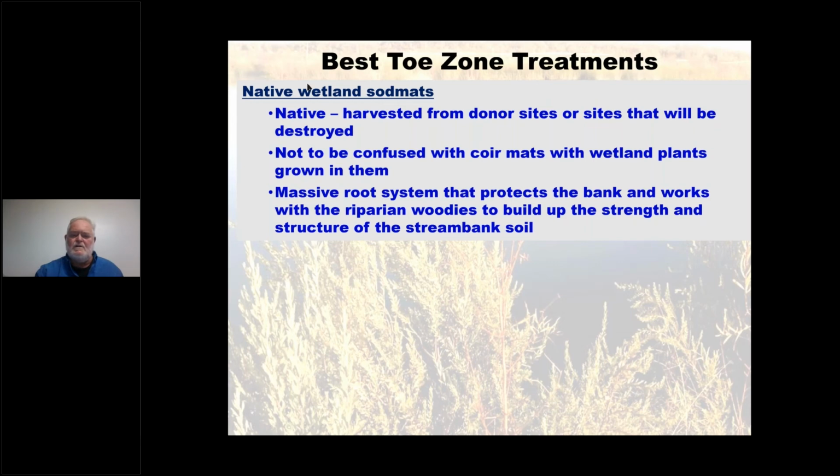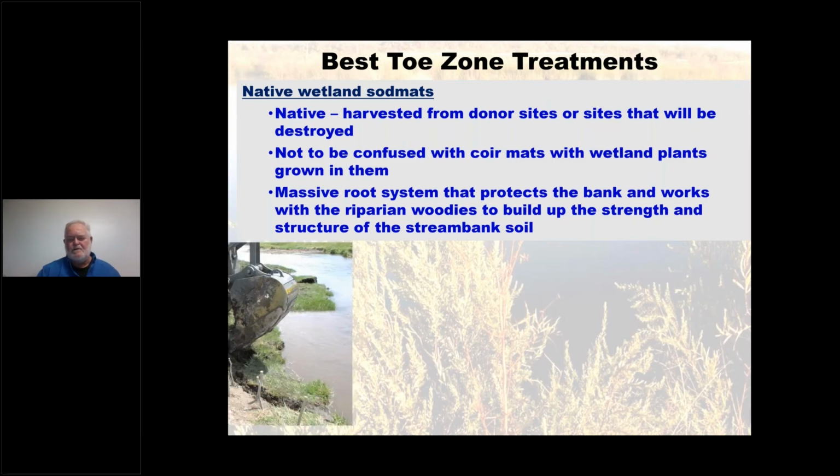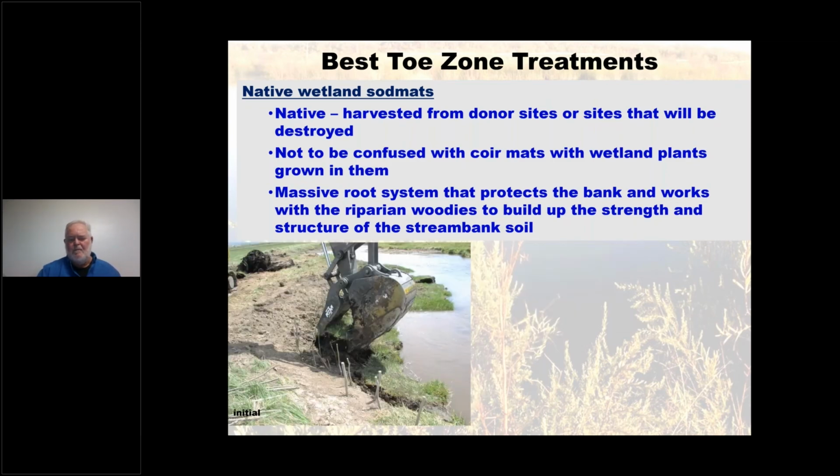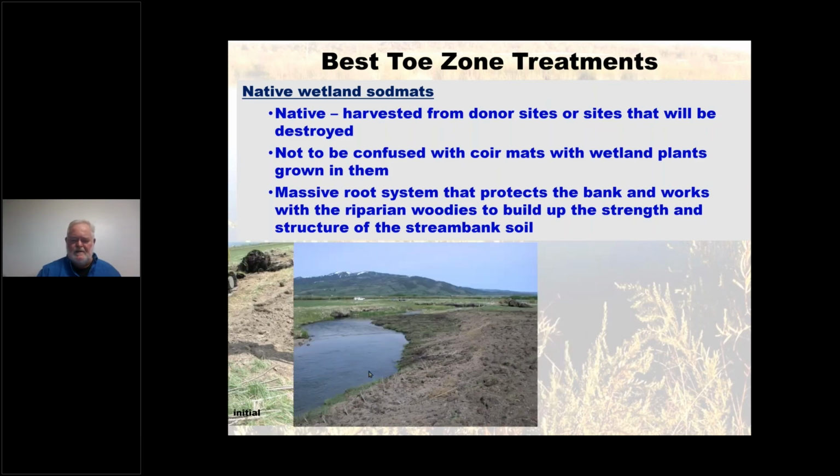I tend to like to use the native sod mats. It works really well. And then you have a massive root system that's there that it'll help protect the bank, and it works with the woodies to build up the strength and structure of the soil. So here we put in some cuttings, and then here's the sod mat here. And then this is when it's done. You can see the sod mat along here.